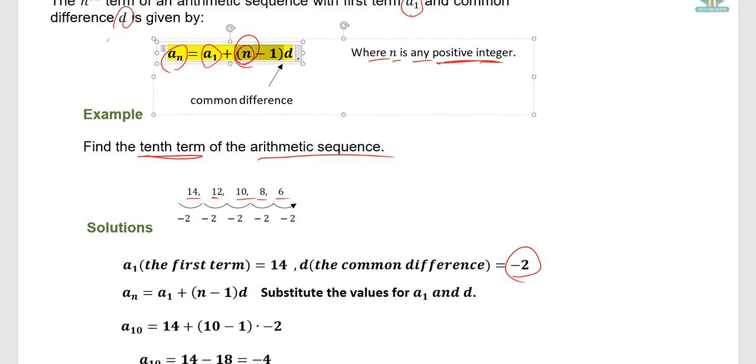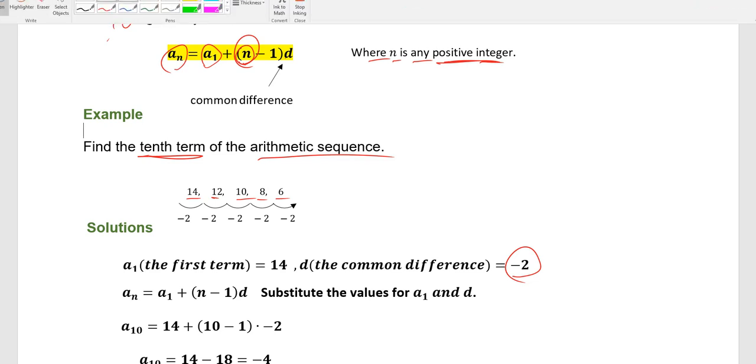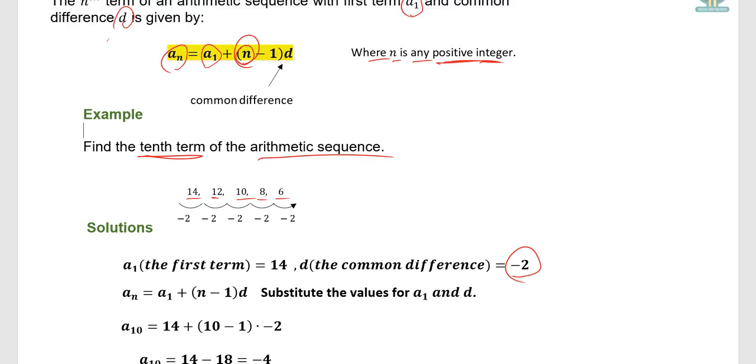A sub n equals a sub 1 plus n minus 1 times d. So a sub 1, which is the first term, is just 14. d, the common difference, is negative 2. And then we can just rewrite our equation. Substitute the values for a sub 1 and d, which we have.